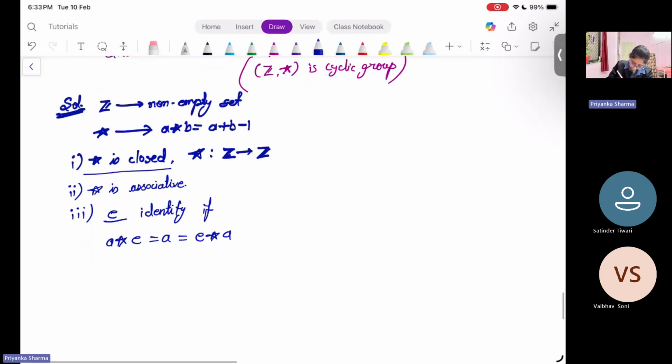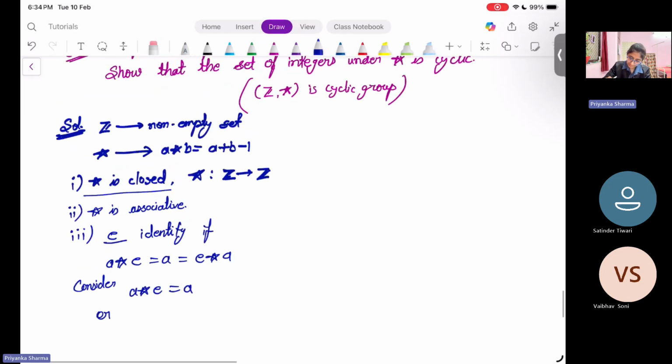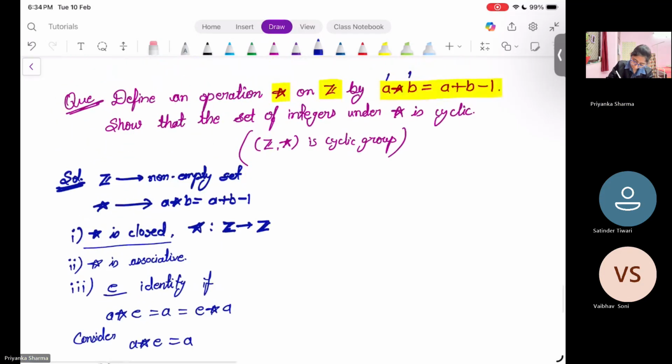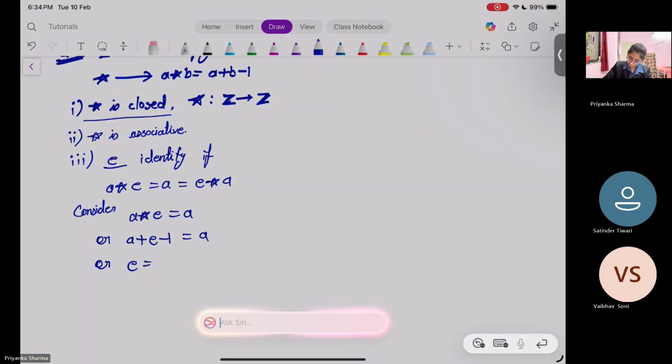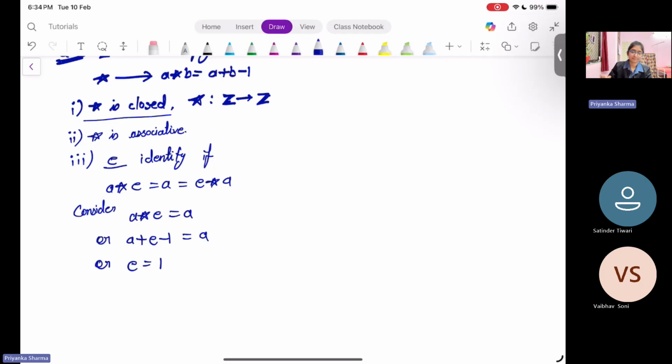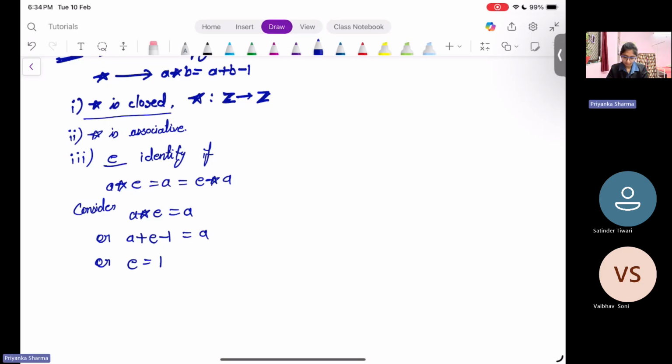Okay. So consider this. If A star E is A, then what will be the value of E? A star E is A plus E minus 1 by the definition of star. This is A, or we can say E is 1. Okay. So here the identity element is 1.